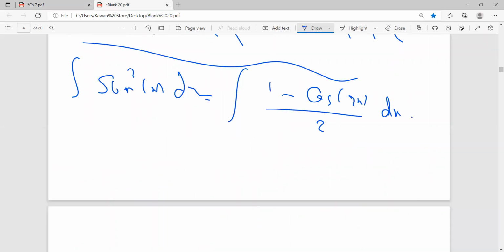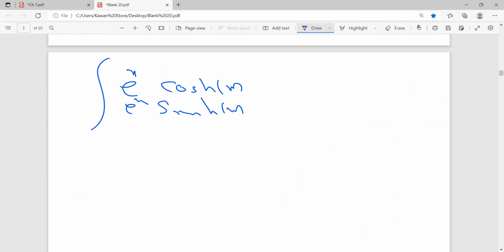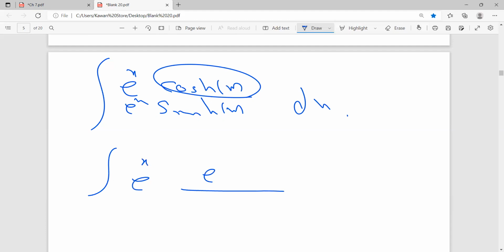We have e to the power x times sinh. If you have sinh or cosh, any one of them, with e to the power x in the integral, directly try to extract the function. How? We know cosh or sinh is equal to e to the power x minus or plus e to the power minus x, over 2. You heard that, right? I told you that. It's the definition. Then multiply them. It will be easier for you.